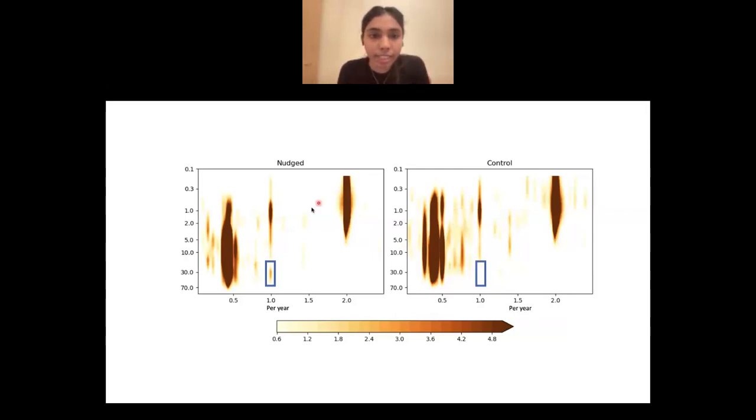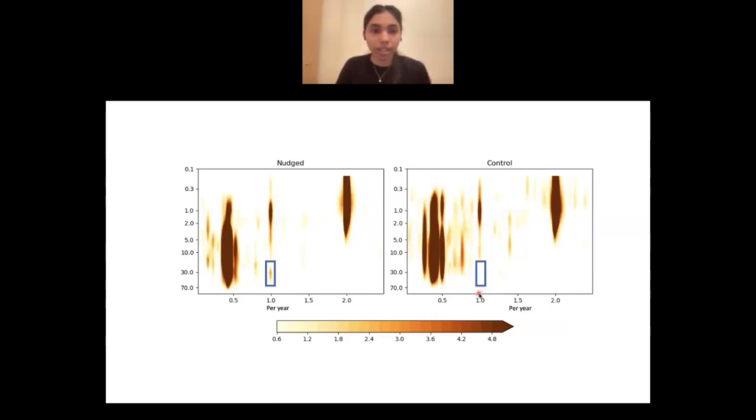Now the difference between control and nudge: if we look at the annual variability, it seems to be coming down, and in the QBO region there seems to be a pretty good magnitude in the annual variability, which was not there in the control run. So this suggests that imposing the observed winds into the QBO region helps to have an annual variation of QBO introduced, and that somehow helps to have an annual variability in the semi-annual oscillation region too.